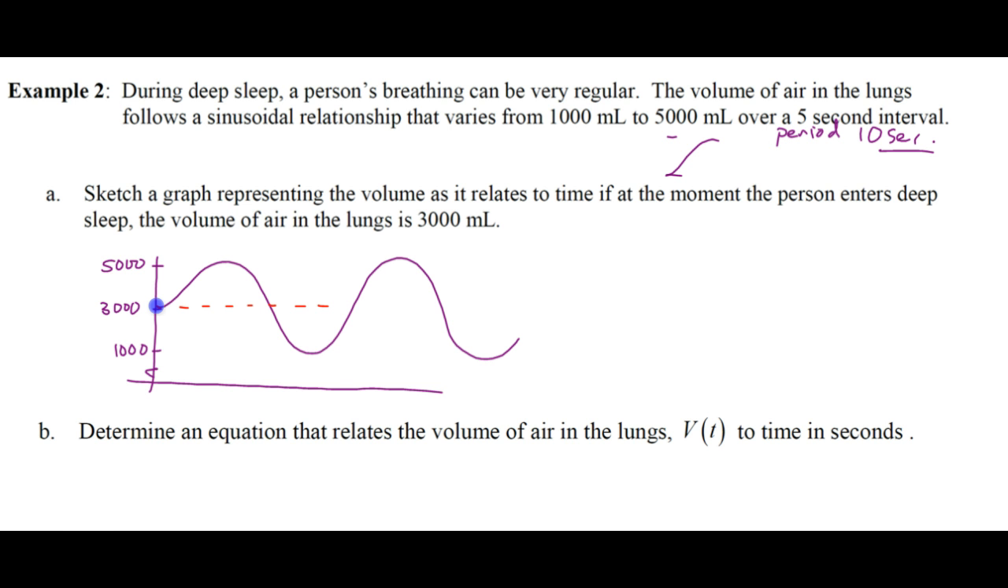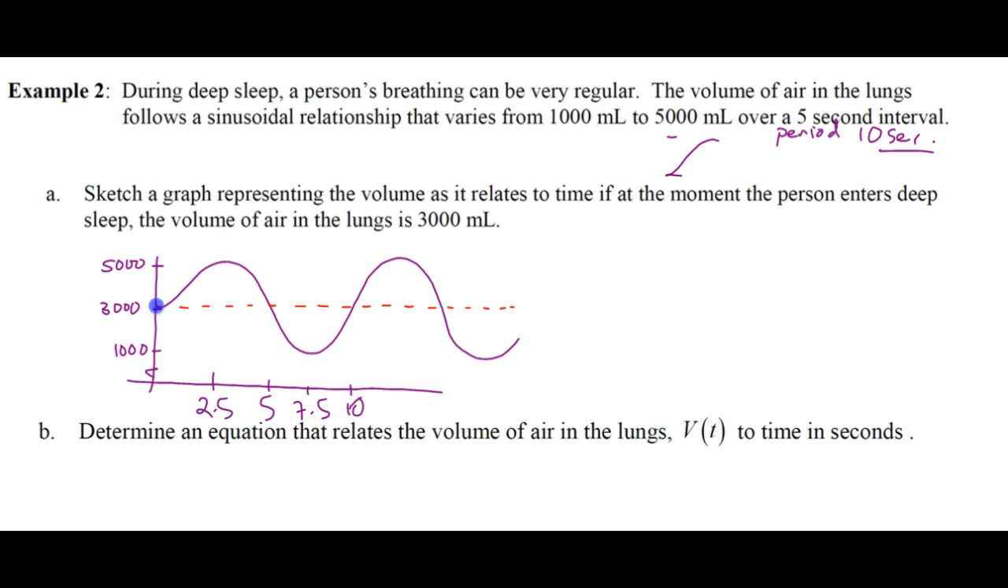So we have our midline. We've got our max, we've got our min. If it takes 10 seconds to run through a complete period, then how long does it take to get up to the top here, to the maximum? 2.5. Back here, 5. Down here, 7.5. And then back to the starting point is 10. Okay, so that's our period, right?